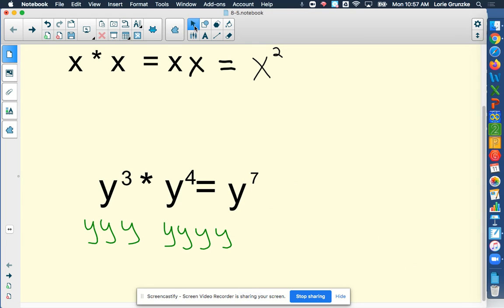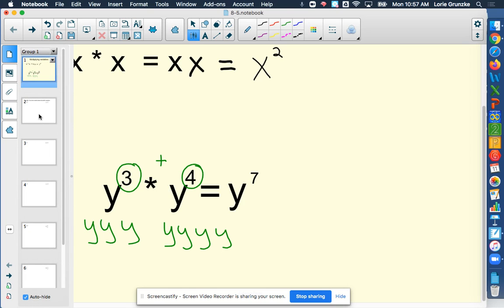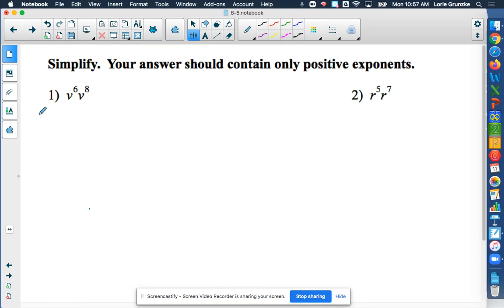Now, what's the shortcut to writing all those y's out? Some of you see it. This 3, because there's 3 of them, and that 4, you add them together. 3 plus 4 equals 7. It's that kind. So do not make this math hard. Just say, oh, this is easy.